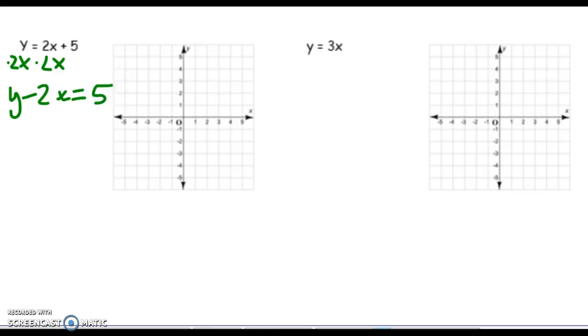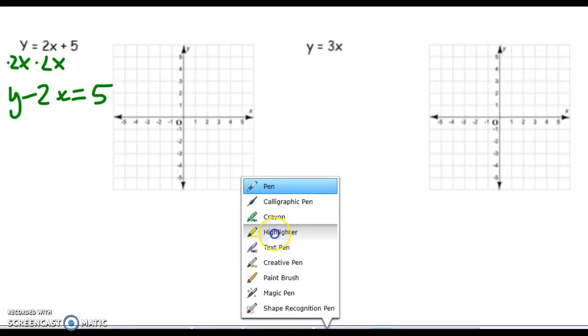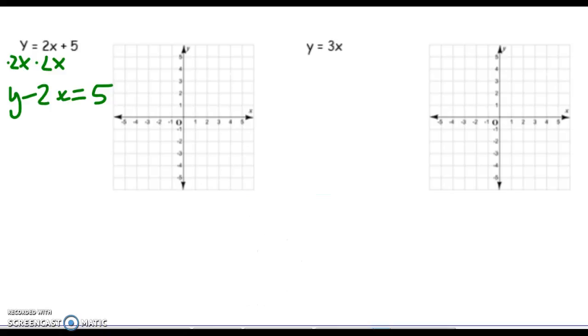And in this case, if I want to cover up, it's not as friendly. I can always do my y. So I can cover up my 2x. That's covered up. Now I have y equals 5, which is an easy one to graph.